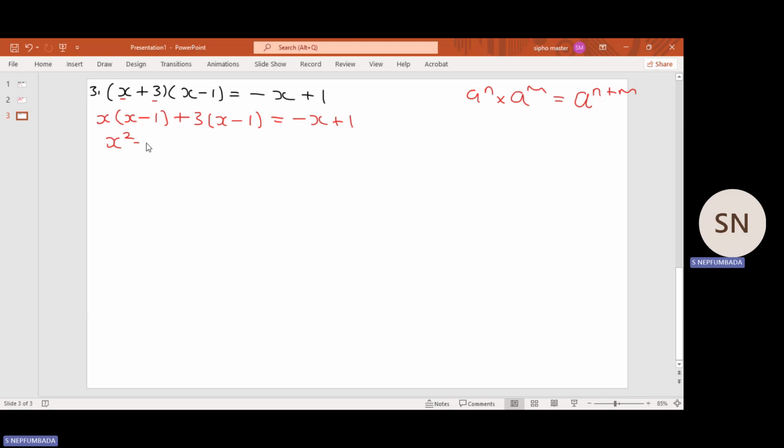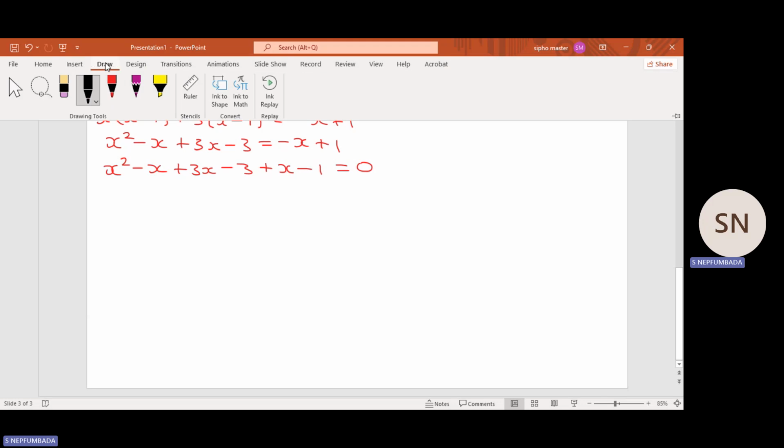x times minus 1 is negative 1x. 3 times x is positive 3x. Then 3 times negative 1 is negative 3. Then we repeat that expression on our right-hand side. Then let's take everything to our left-hand side: this is x squared minus x plus 3x minus 3. We take that one as plus. Remember, everything that crosses the equal sign changes the sign.